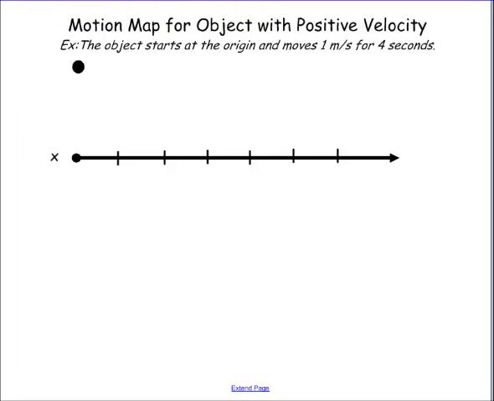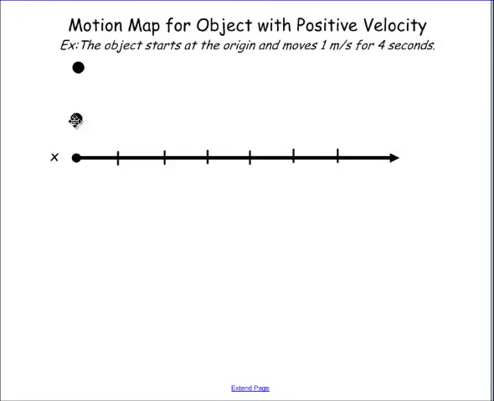If the object is moving, its position will change over time. This is represented by the dot or particle being at a different location every time interval. Usually the time intervals are 1 second. You place a dot representing the position of the object at time 0, and then a dot for each successive time interval.